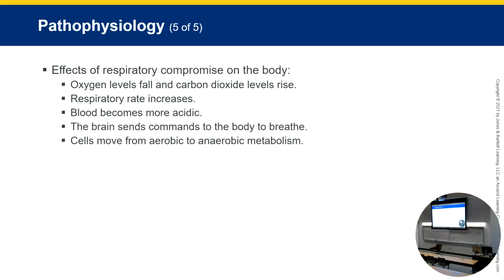Effects of compromise to the body. Oxygen levels fall, carbon dioxide levels rise, respiratory rate increases, and the body becomes more acidic. That's because there's more carbon dioxide, since the body can't release it quickly enough. The brain sends commands to the body to breathe because that's how a normal breathing drive works. It's all through carbon dioxide levels. Cells move from aerobic to anaerobic, so from using oxygen to create energy to not using oxygen.